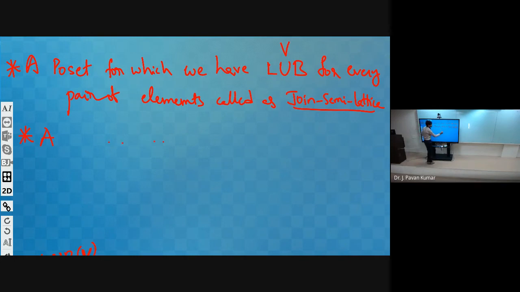In contrast, we can define another one: a poset which has a greatest lower bound for every pair of vertices. Then we can say it is a meet semi-lattice. The poset for which we have a least upper bound, that is join, for every pair of elements is called a join semi-lattice. If we have a greatest lower bound for every pair of elements, we say it is a meet semi-lattice. Is the definition clear?